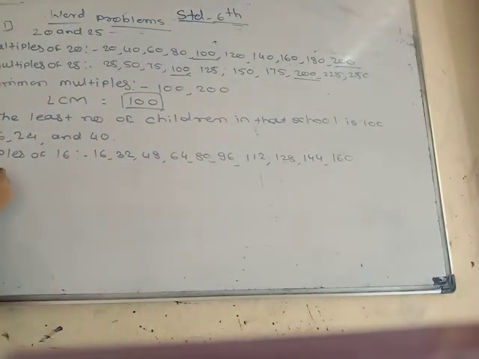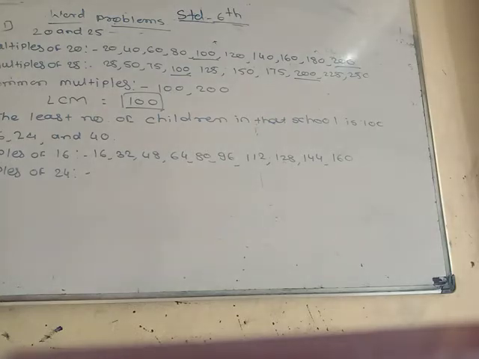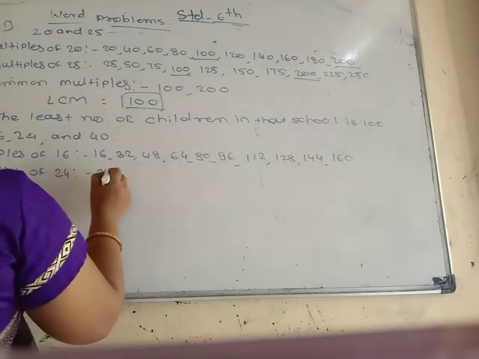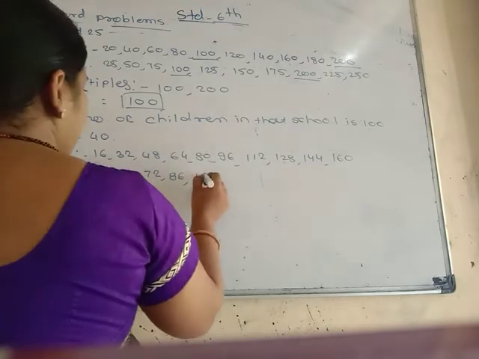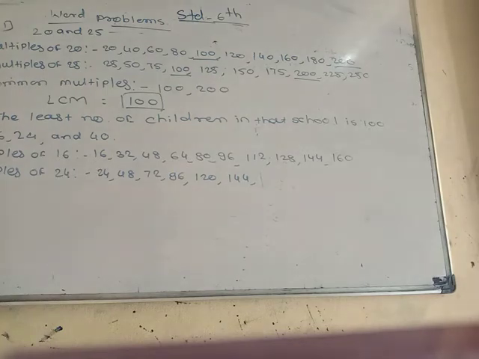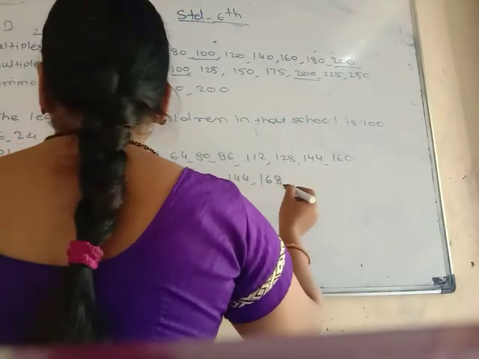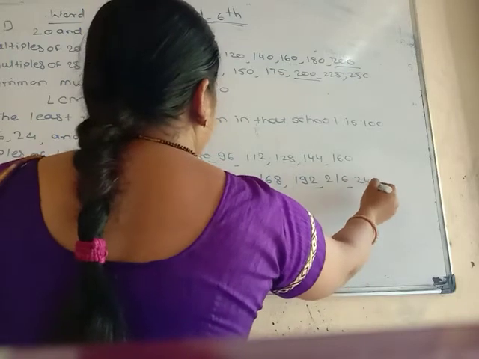Then multiples of 24. Write the 24 table right here. 24 1 is 24, 24 2 is 48, 72, 96, then 120, 144, 24 6 is 144, then 24 7 is 168, 24 8 is 192, 24 9 is 216 and 240.